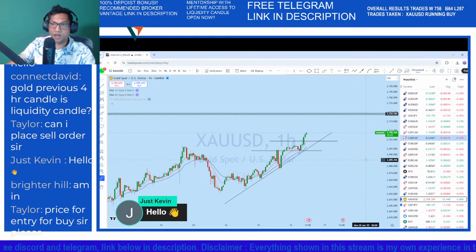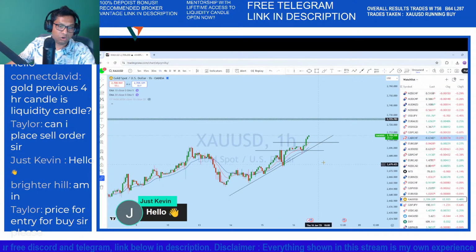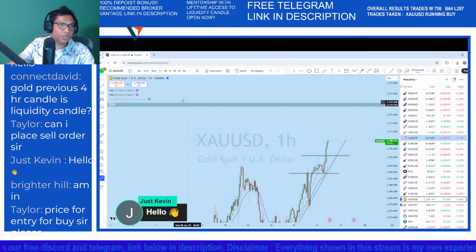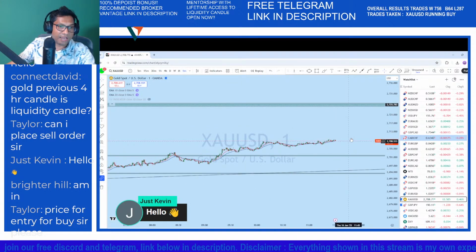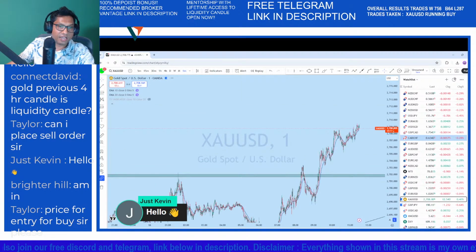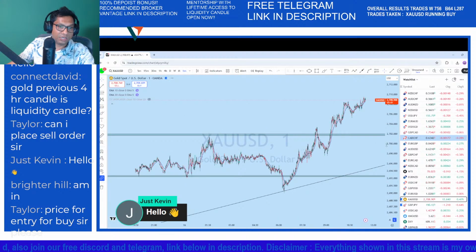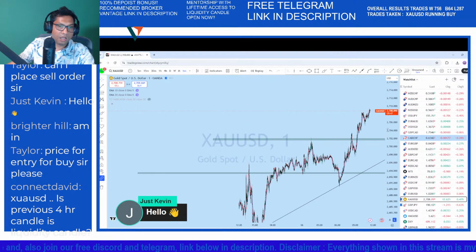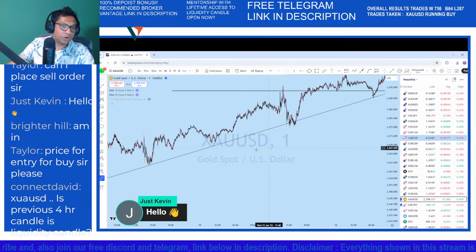When we are opening a position based on the price action confirmation. If we look here, you can see this is the XAU USD market, and in this market you can see an important level of support.